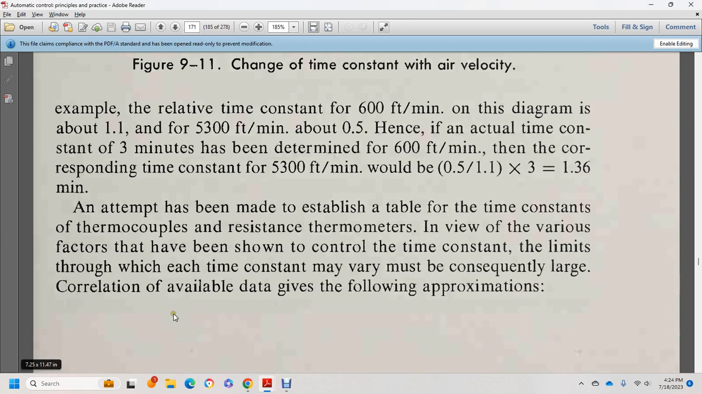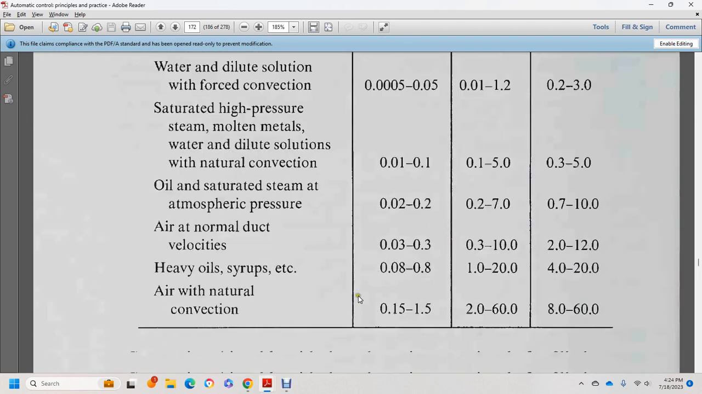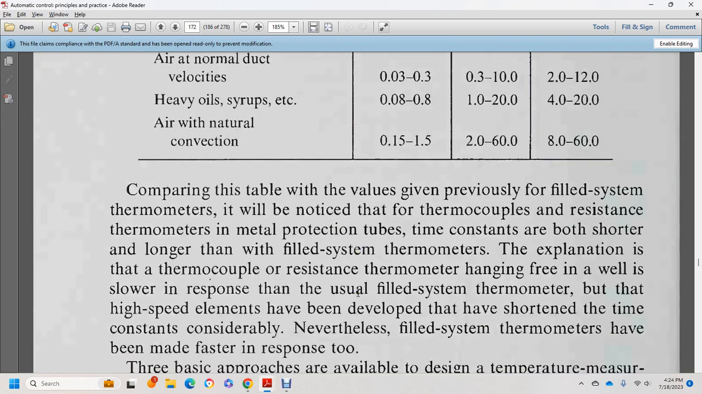An attempt has been made to establish a table for the time constant of the thermocouple and resistance thermometer, the relative values, and the variation for the factors that have been shown to control the time constant, the limits of the two. Each time constant may vary, so given the limited available data, the following approximations are offered. Comparing the table with air, as previously, for filled system thermometers, note that the thermocouple and resistance thermometer with metal protection both show time constants larger than the filled system thermometer.